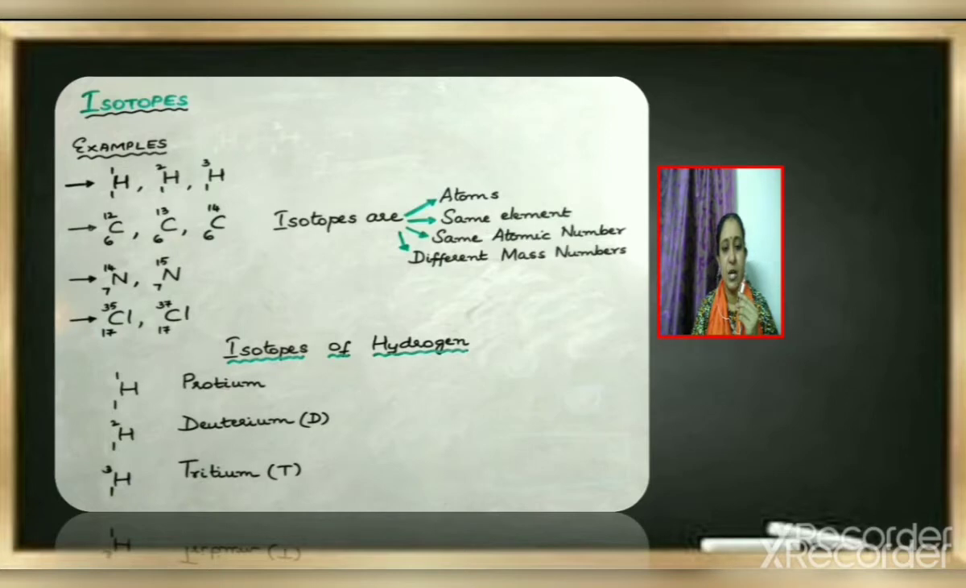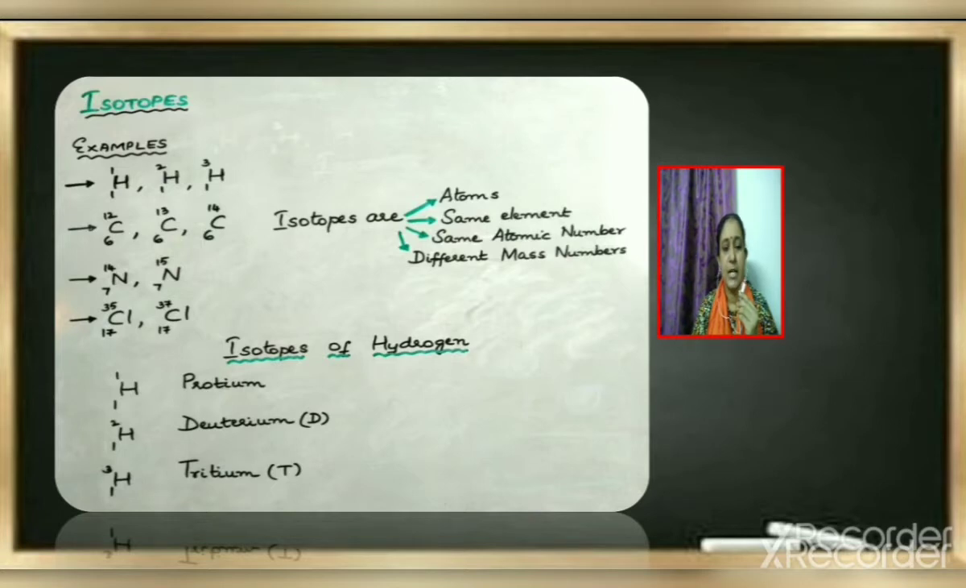Isotopes of nitrogen are N 7 14 and N 7 15. Isotopes of chlorine are chlorine 17 35 and chlorine 17 37. So how can we define isotopes? Isotopes can be defined as atoms of the same element with the same atomic number but different mass numbers.